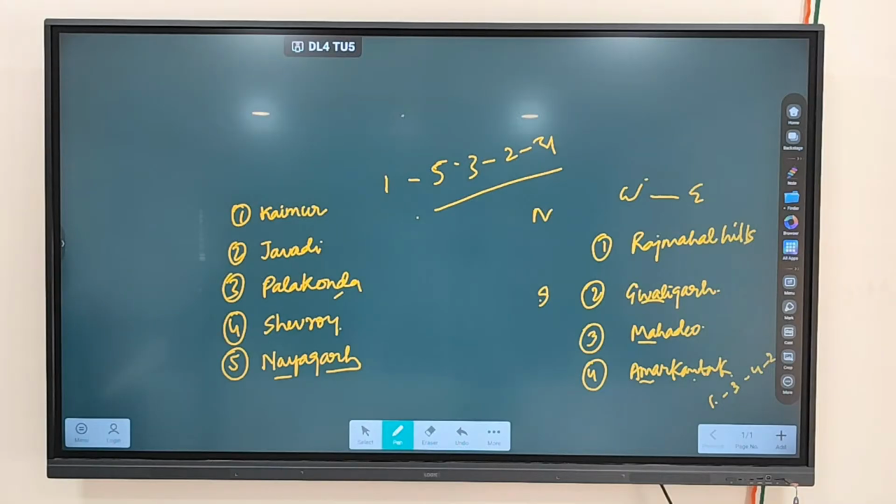Then the divisions of Peninsular Plateau. What are the divisions of Peninsular Plateau? North Central, South Central, Deccan Plateau, North Deccan, South Deccan, then Eastern Ghat, Western Ghat, Eastern Plateau, and Meghalaya Plateau. Yes, so those are the divisions.